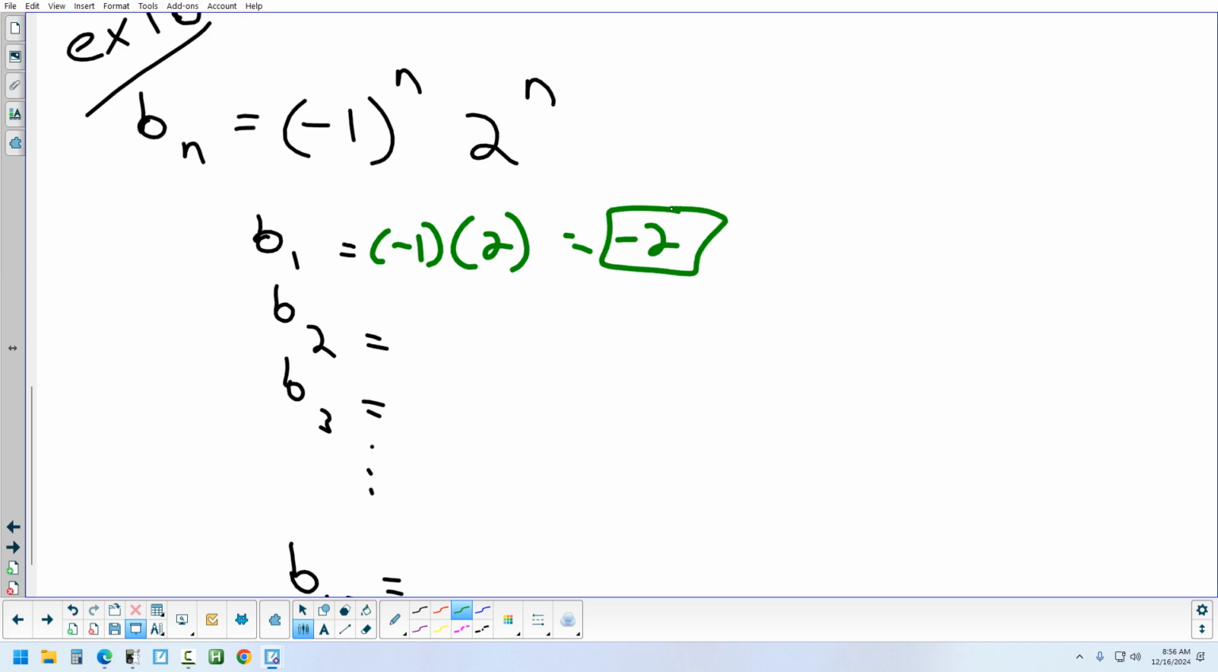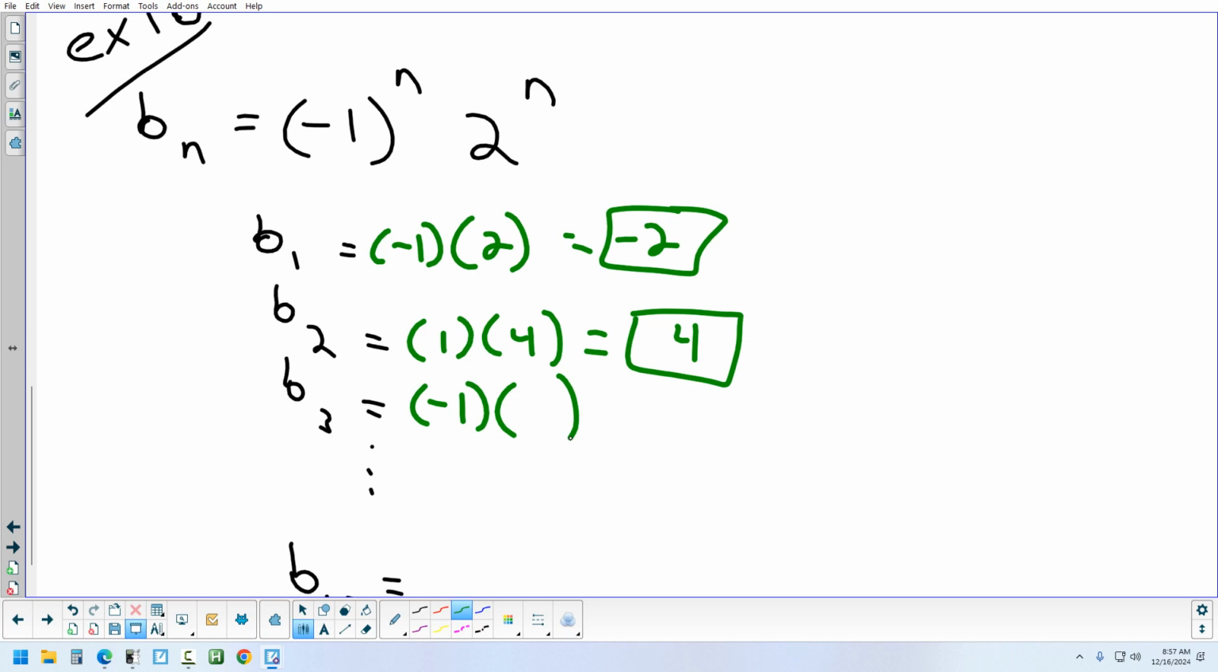Okay. Second term. What's negative 1 squared? 1. And 2 squared? 4. And my term? 4. Okay. Third term. What's negative 1 cubed? Negative 1. And what's 2 cubed? 8. And my term itself is going to be? Negative 8.